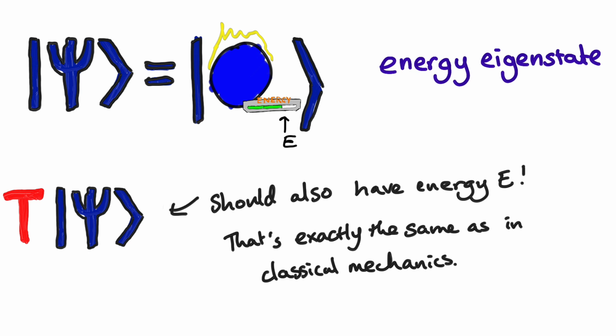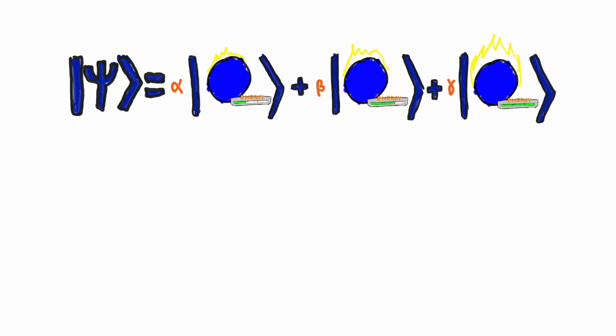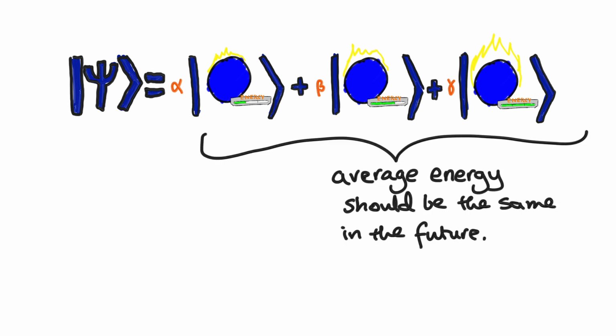But we'll require more. Going back to the general case, if we looked at the average energy of the particle, that also shouldn't change after some time. Because if, on average, the energy has increased, I don't think we'd be willing to say that the energy of this particle was conserved either.